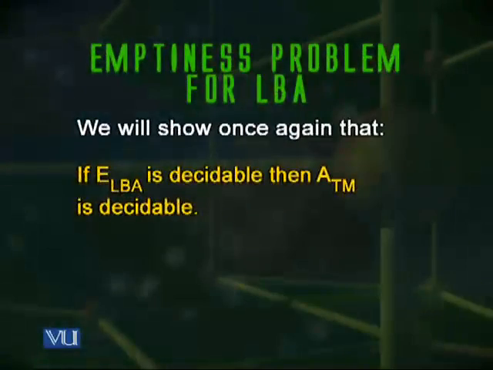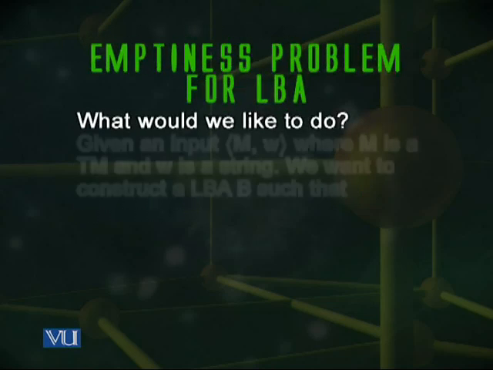So somehow what we will do is use our previous line of argument. We will say that if E_LBA was decidable, then A_TM, the halting problem, will be decidable. That would be a contradiction, and we will eventually prove that E_LBA is not decidable. We will show once again that if E_LBA is decidable, then A_TM is also decidable. Well, what would we like to do?